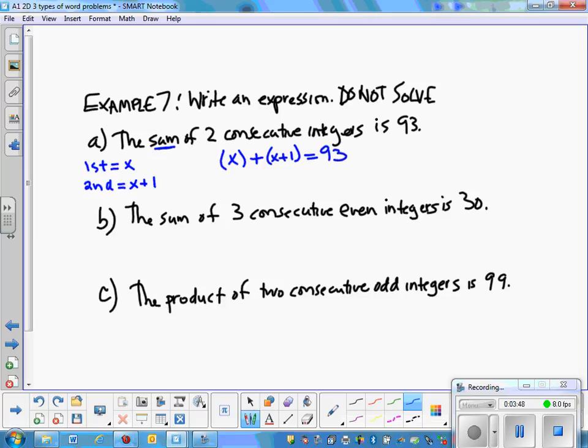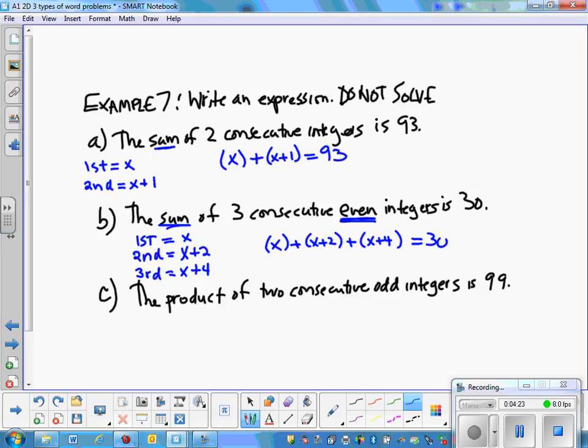B, the sum of 3 consecutive even integers is 30. So our first integer will be x. Our second integer, this time we're talking even, so to get to the next one, I'll need to add 2. And then the third one, we'll add 2 more, so we'll have x plus 4. So there's our 3. And again, it is a sum, so I'm going to add them. So that will be x plus x plus 2 plus x plus 4 is 30.